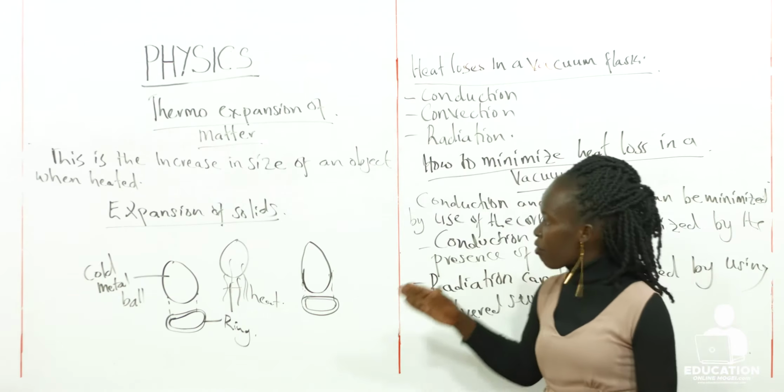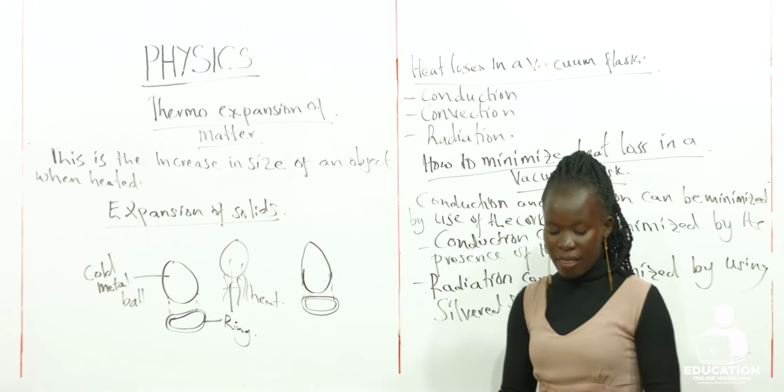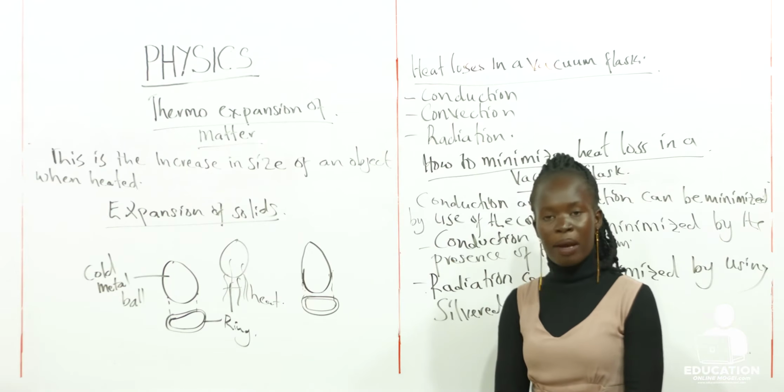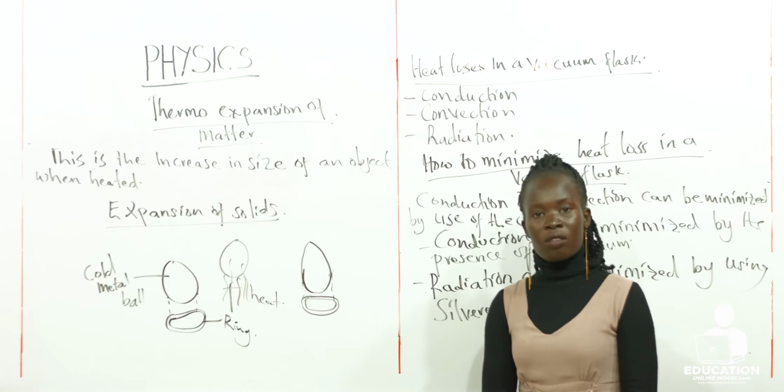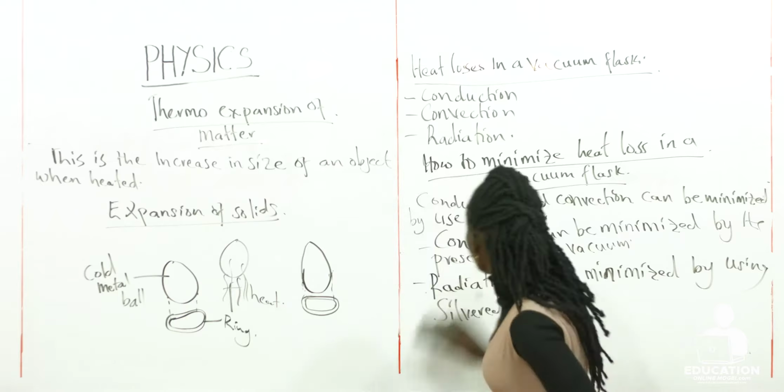So we also have another example of this, which is known as the bimetallic strip. When we talk about the bimetallic strip, what do we mean?